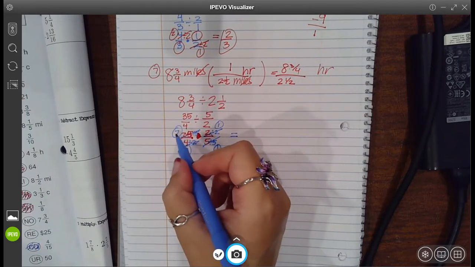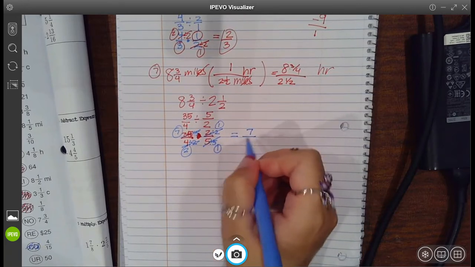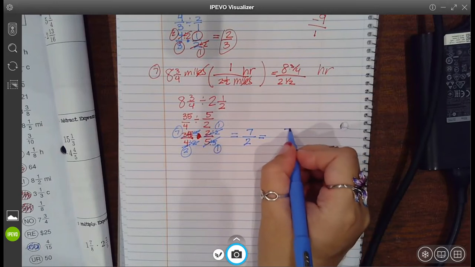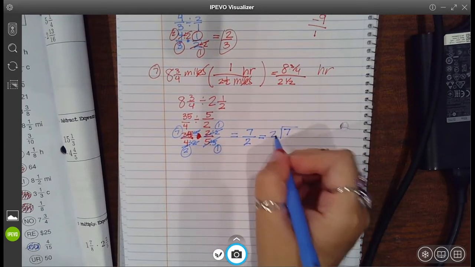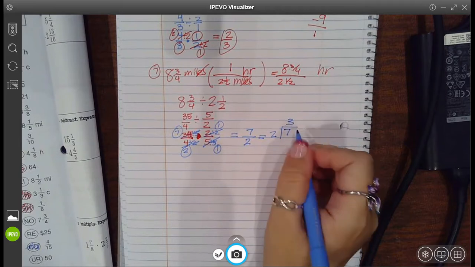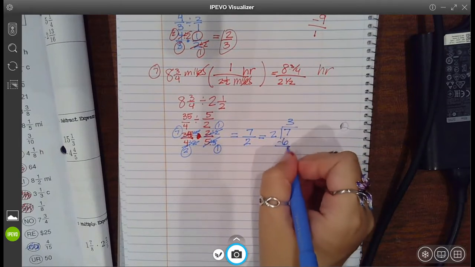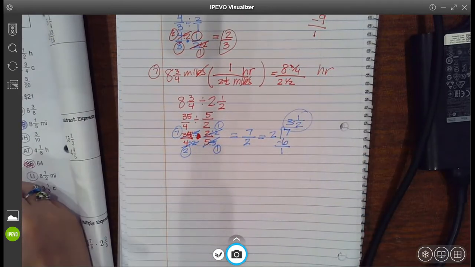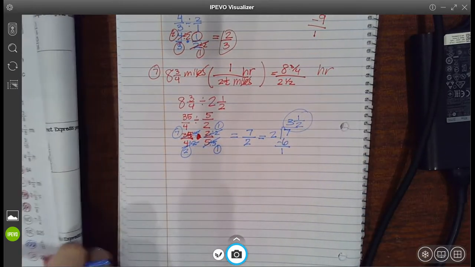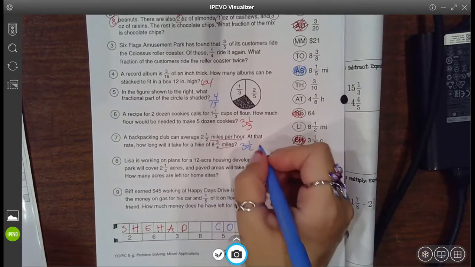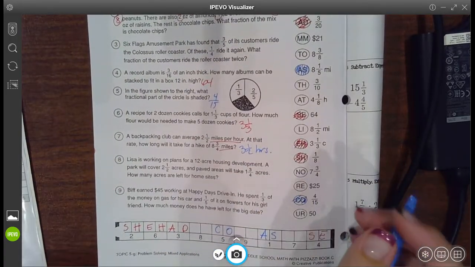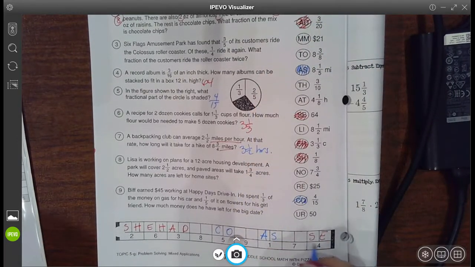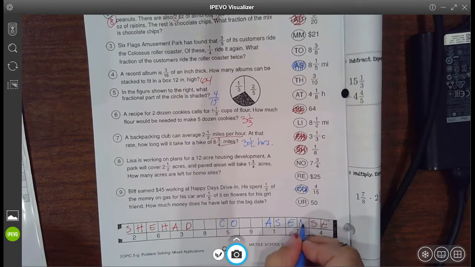Now when you multiply across, on top you have 7 times 1, which is 7, and on bottom 2 times 1 is 2. Now we can't leave it like that, so take the top, divide it by the bottom. 2 goes into 7 3 times, and that's 6. When you subtract that, you get 1, so you put your remainder over what you divided by. How long will it take? It's going to take 3.5 hours. So that is up here, EN. So for number 7, I'm going to put an EN right there.